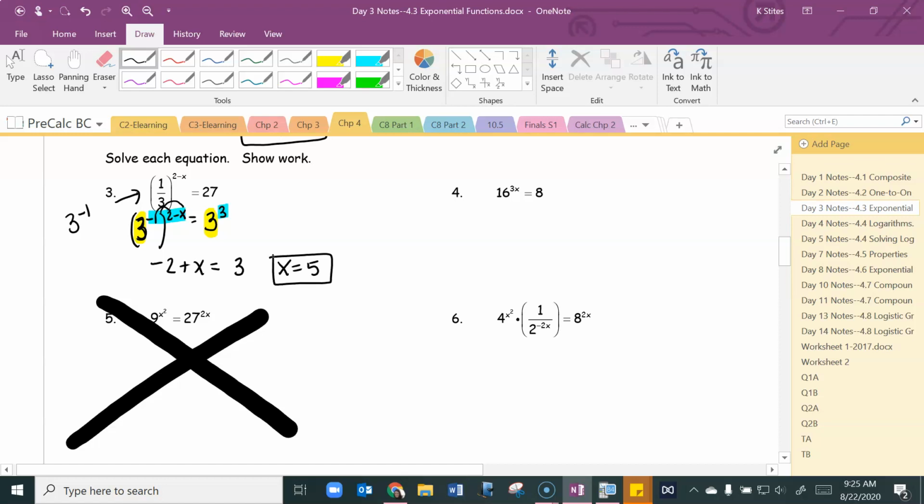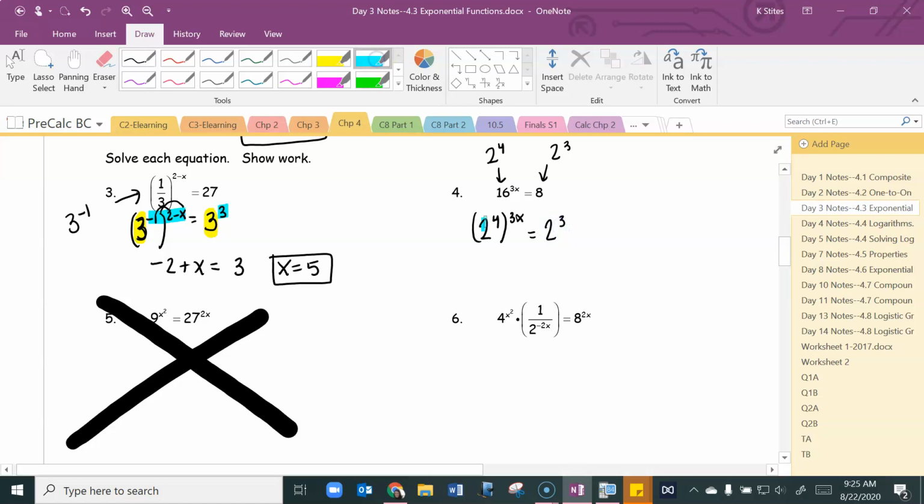Now, number 4, people want to make this a base of 4, but 4 to no integer power is 8. So the base we actually want to deal with is a 2 here, because 16 is 2 to the 4th, and 8 is 2 to the 3rd. So I'm just going to rewrite this. 2 to the 4th, to the 3x power, 8 is 2 to the 3rd.